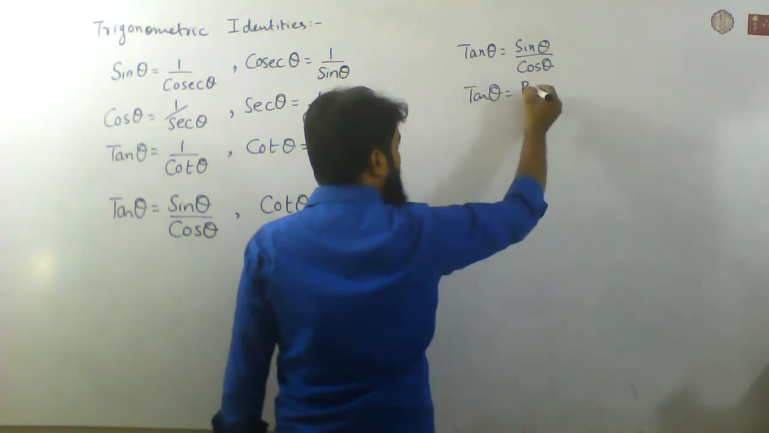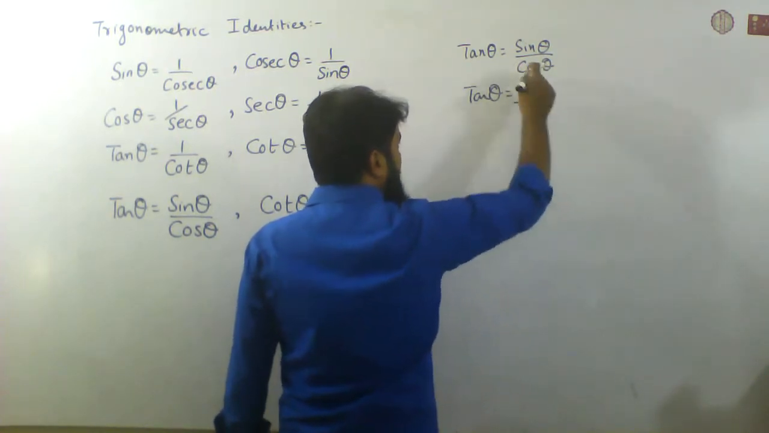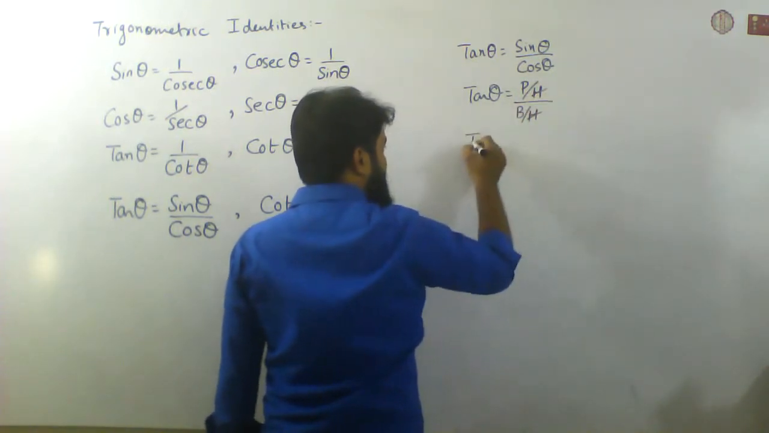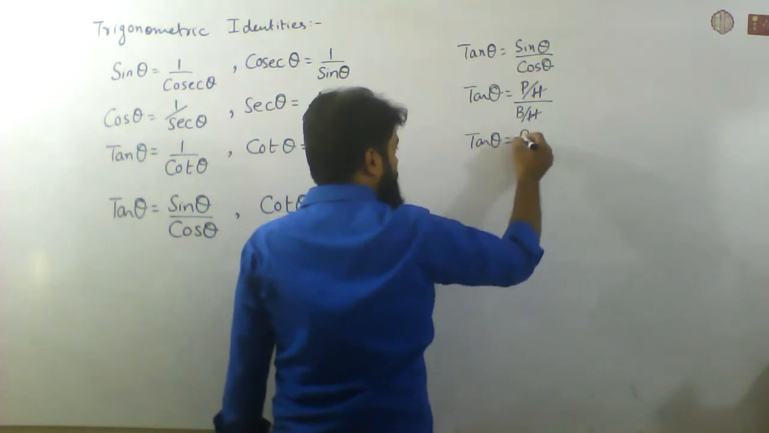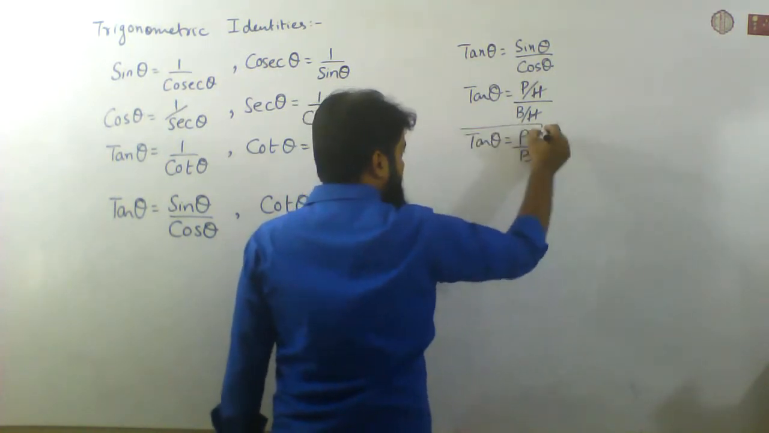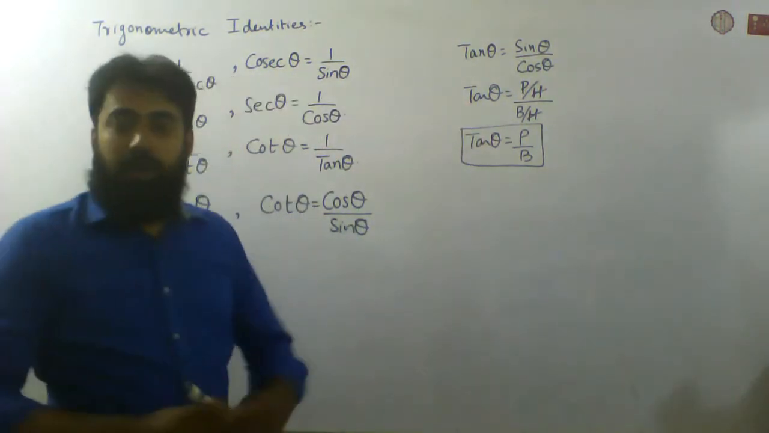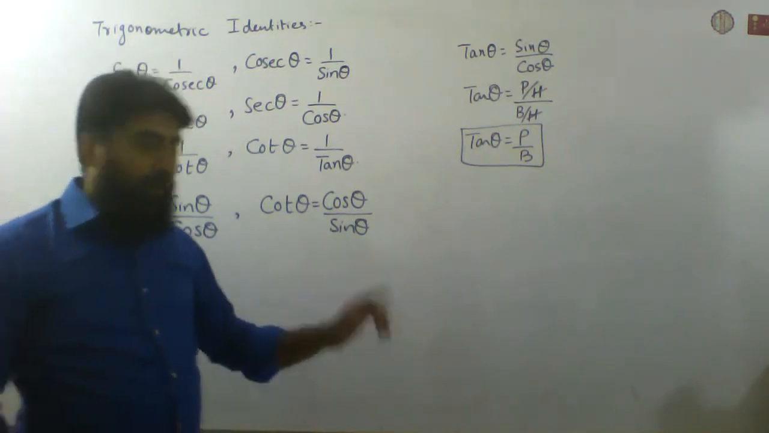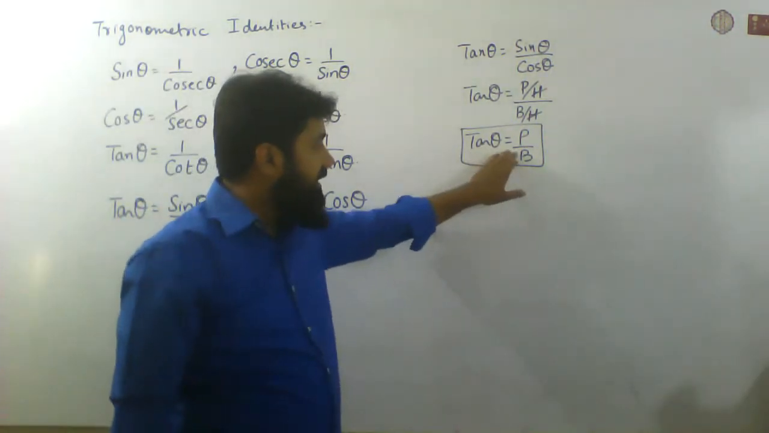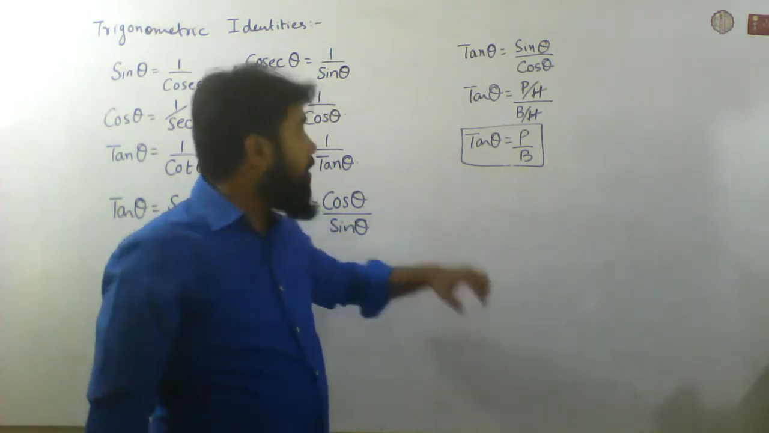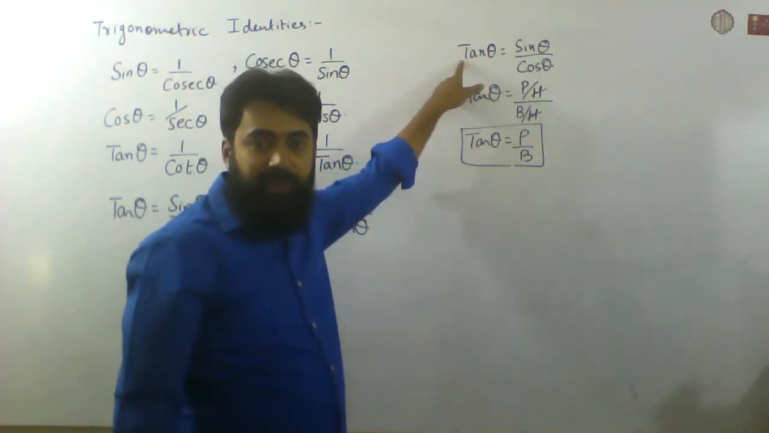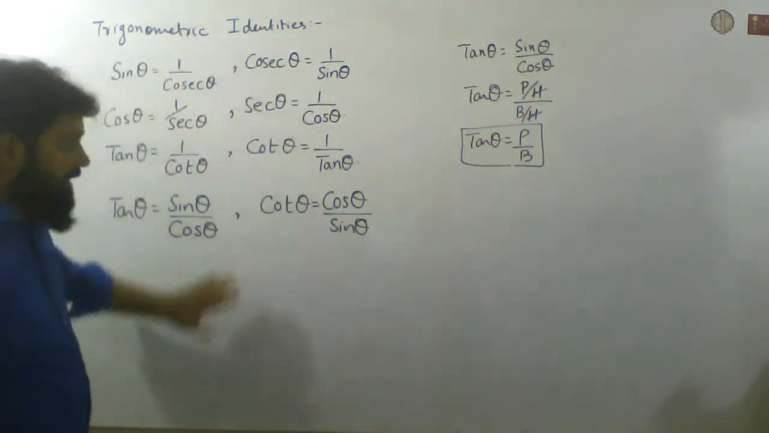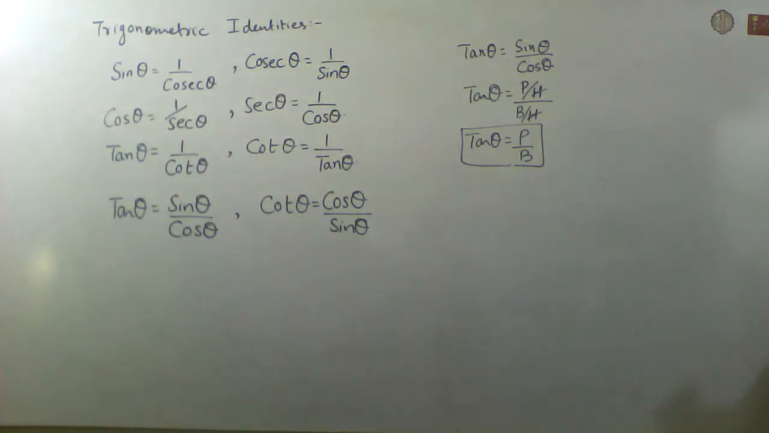Sin theta is perpendicular upon hypotenuse, and cos theta is base upon hypotenuse. Hypotenuse and hypotenuse will be cancelled. So tangent theta equals perpendicular upon base, which is the ratio of sides of a right angle triangle. So we know tangent theta is perpendicular upon base, and from here I have derived that tangent theta equals sin theta upon cos theta. In the same way, all these workings can be done.